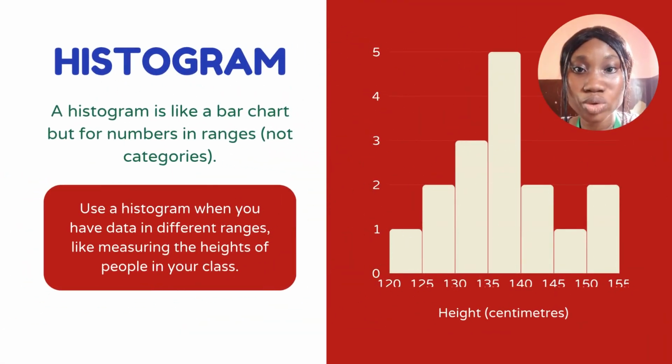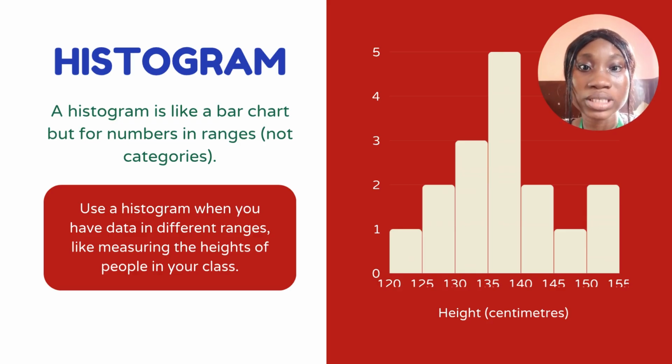Now we have the histogram. We have so many ways we can represent data, so this is the last one we're talking about in this class. Histogram is kind of like a bar chart because you can see from the picture they are similar, but it uses numbers in ranges, not categories. Your bar chart works for categories while your histogram works for ranges. So you use a histogram when you have data in different ranges, like measuring the heights of people in your class.